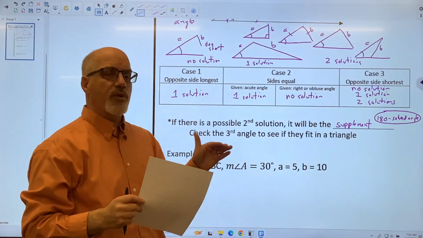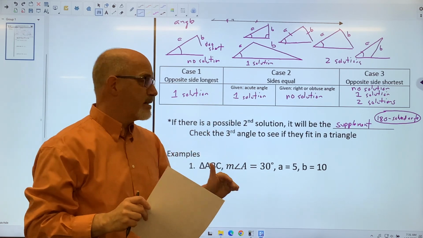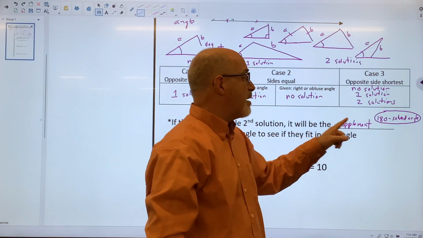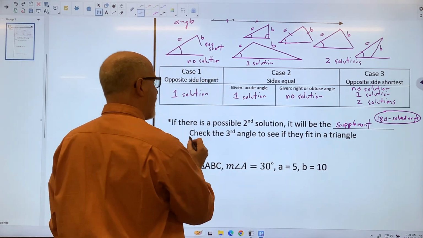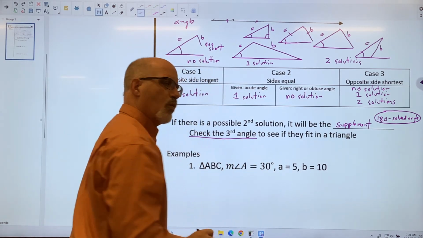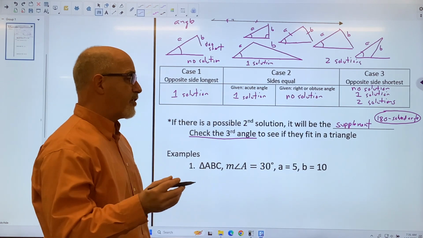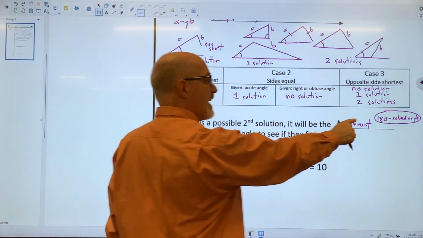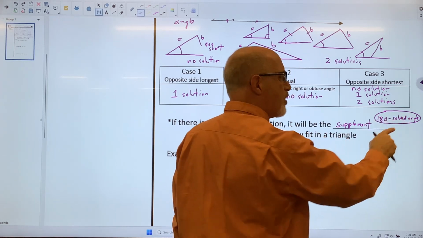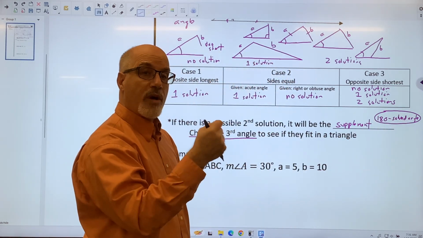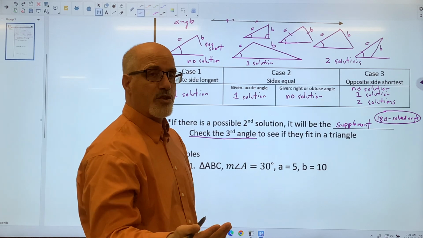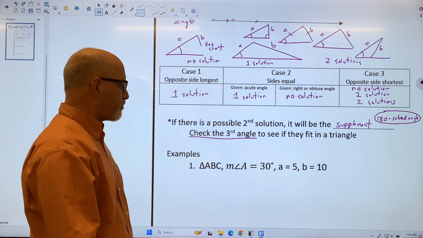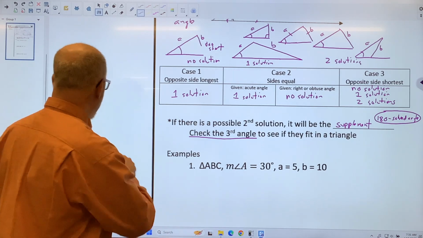We have 180 degrees operating in this problem twice. The possibility of it being a second solution, you find the supplement, but we also have to check if all the angles add up to 180, check to see if a third angle fits in the triangle. Sometimes you'll find that second angle, 180 minus the first solved angle, and then when you try to get a third angle, it won't fit into the triangle. There won't be enough space for there to be a supplement, okay? Okay, so let's go ahead and try some examples.